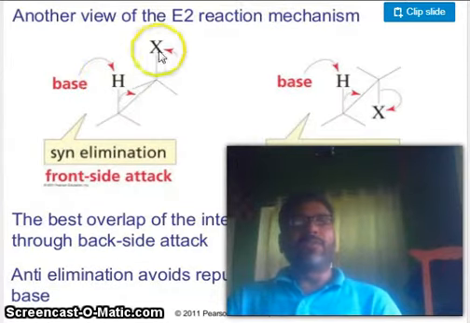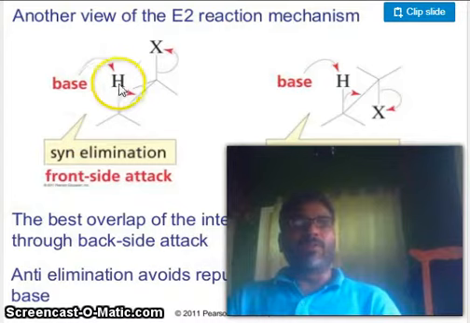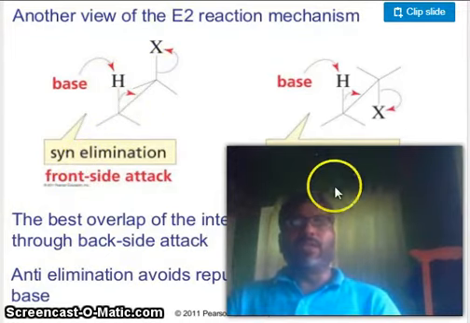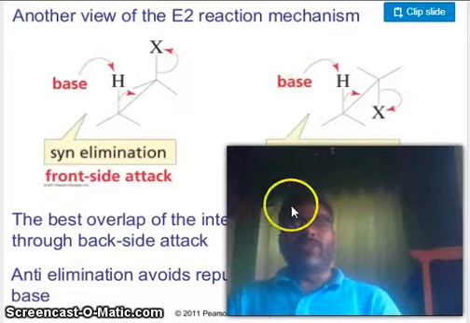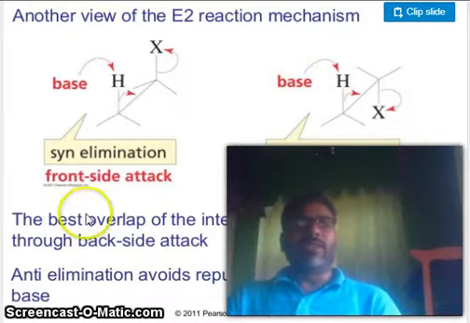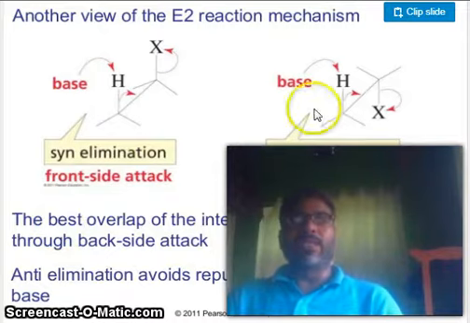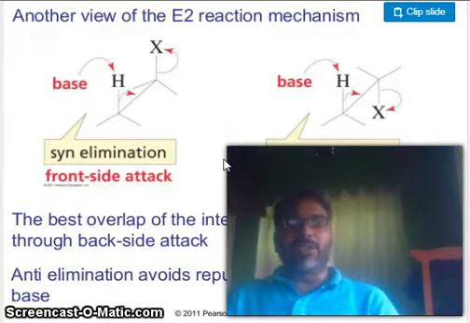Now friends, another view of the E2 reaction mechanism: the base takes this proton. This bond will shift between these two carbons. In syn-elimination, there is front side attack, and in anti-elimination, back side attack. The best overlap of the interacting orbitals is achieved through back side attack. Back side attack is important. Anti-elimination avoids repulsion of the electron-rich base.